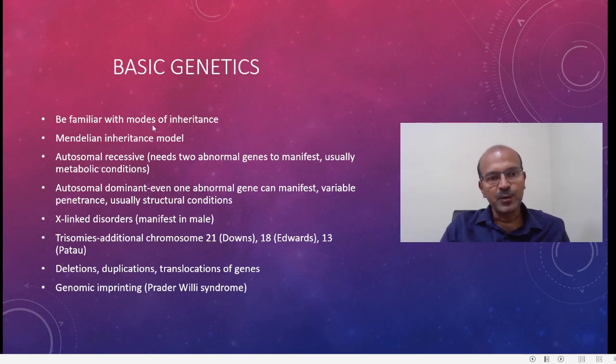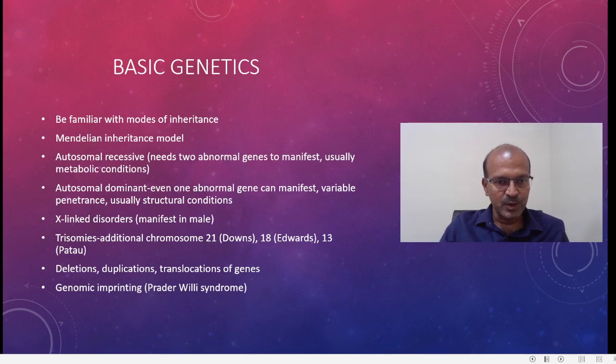We should be familiar with the modes of inheritance, and you may also call that the Mendelian inheritance model, because Gregor Mendel gave the structure for this. So we have autosomal recessive conditions where we need two abnormal genes to come together to manifest, and usually these are the metabolic or enzyme related conditions.